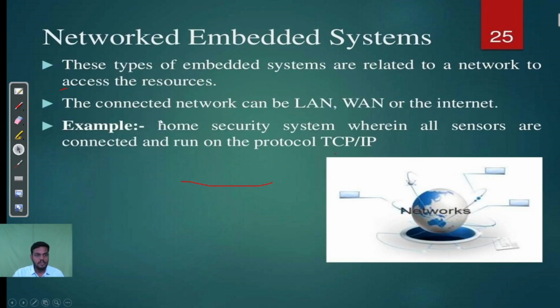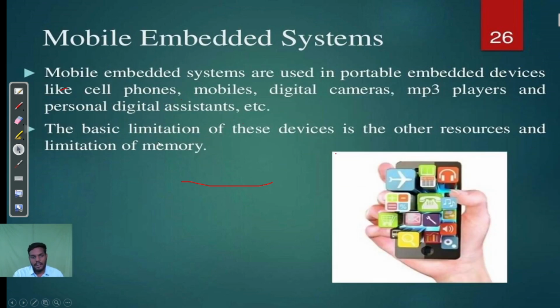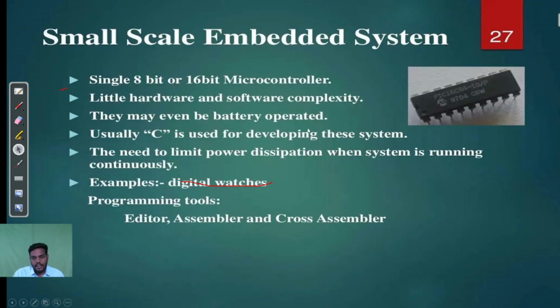A network embedded system is related to a network to access resources. The connected network can be LAN or wireless area network, etc. A small-scale embedded system uses a single 8-bit or 16-bit microcontroller. It has little hardware and software complexity, and may even be battery operated. Usually C is used for developing these systems, with the need to limit power dissipation when a system is running continuously. Its example is digital watches.